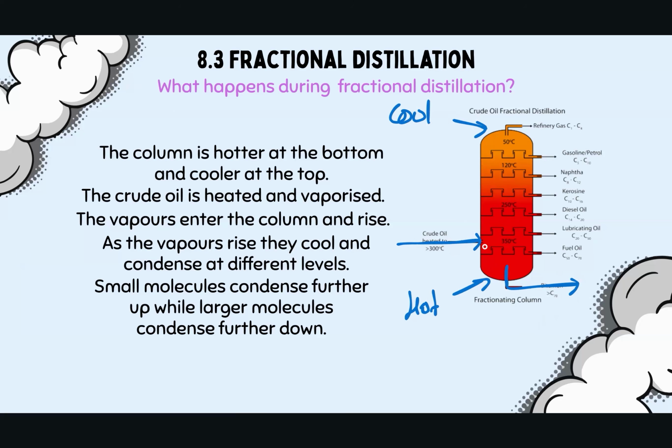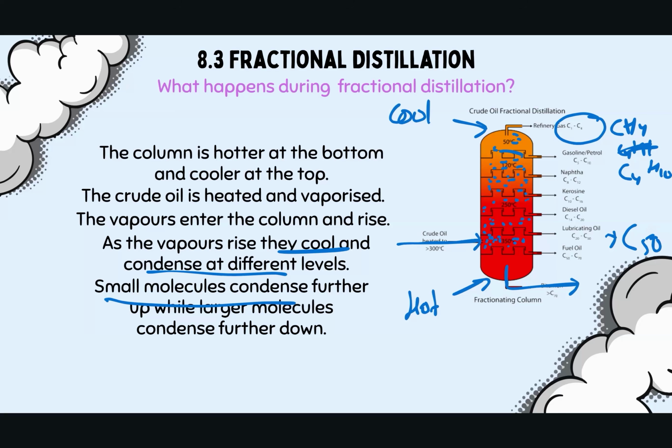Now, because it's hot vapors, hot gas, it starts to rise. Now, as it rises at different points, because now it's all gas, different things will condense and turn into liquid. So as the vapors rise, they cool and condense at different levels. Small molecules condense further up, like CH4, C4H10. They're small molecules. Then you've got large molecules here where you've got 20 to 50 carbons in the chain or more. So small molecules condense further at the top and the large ones towards the bottom.